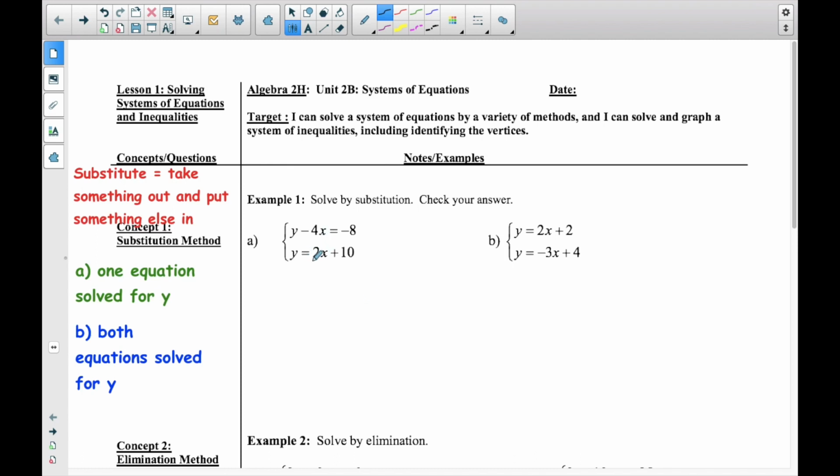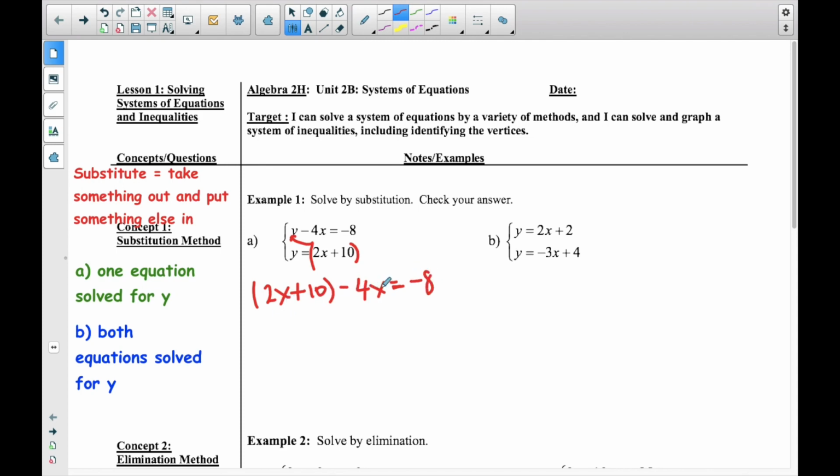On example A, since this is already solved for y, I'm going to take the 2x plus 10 and plug it in for y. Now remember, when I plug it in, that means you take out the y and you put in whatever else you're going to put in. So I'm going to take out my y and put in the 2x plus 10. Then I'm going to solve this equation from here.